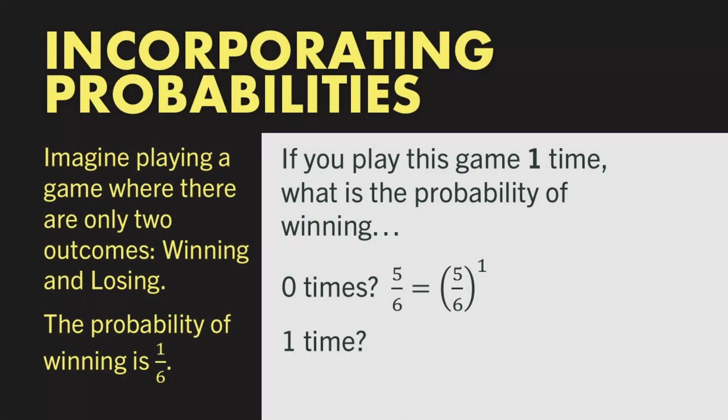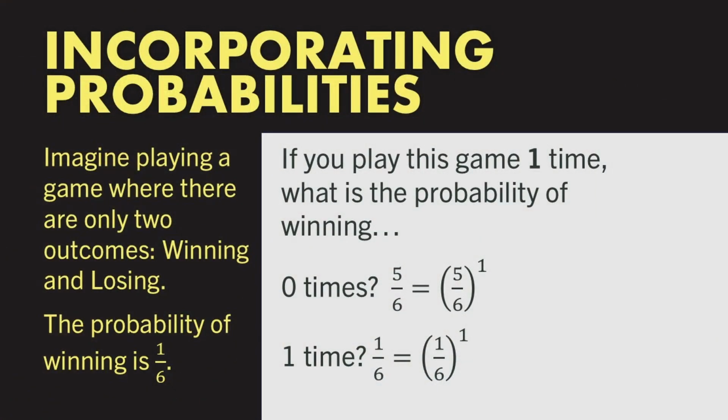Meaning that the probability of winning 0 times is going to be 5 over 6, which I'm going to write as 5 over 6 to the power of 1. You'll see later why this exponent is interesting. For now, let's just leave it there. And the probability of winning is 1 over 6, so I'm going to write it as 1 over 6 to the first power.